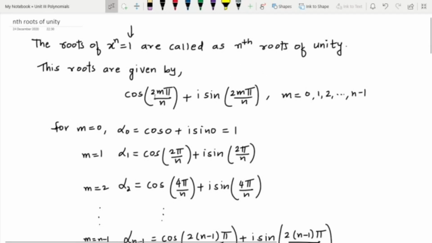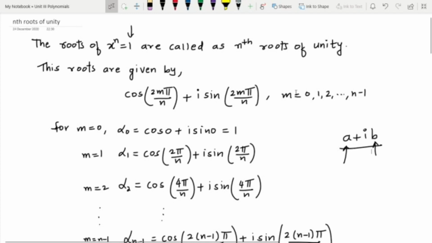That is cos of 2mπ upon n plus i sine 2mπ upon n, where i is the complex number i. As you already know, a complex number is represented in the form a plus ib, where a is a real number and b is also a real number. This polynomial has complex roots, so the roots are in this form, where this is the real part and this is the imaginary part of our root. And how these are n roots is decided by the values of m.